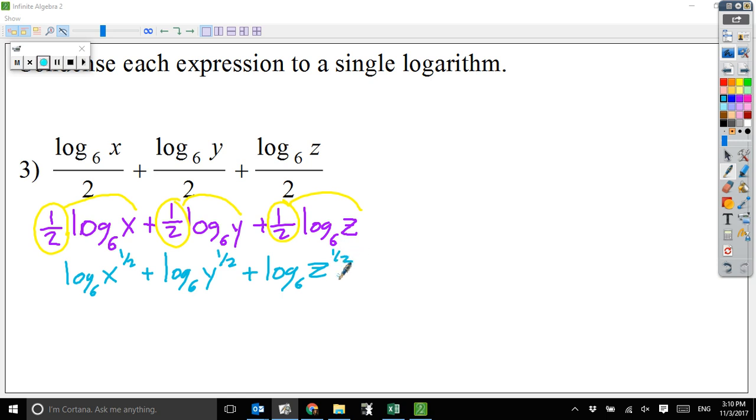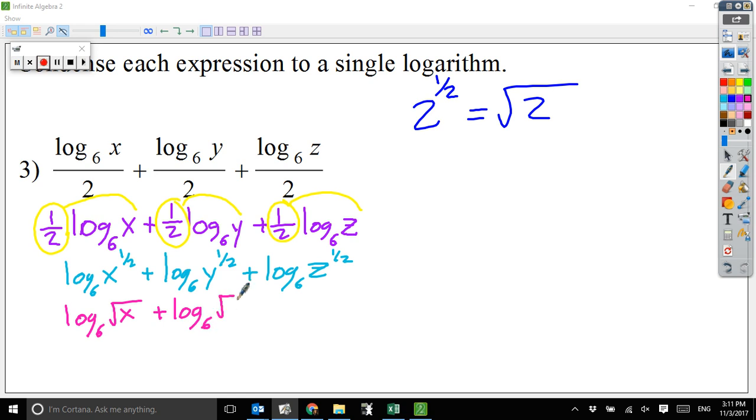Before I combine those, I need to think about what that 1/2 means. If we remember, we talked about a property that if I have 2 to the 1/2, that's the same thing as the square root of 2. So I'm going to change these and say this is log base 6 of the square root of x plus log base 6 of the square root of y plus log base 6 of the square root of z.